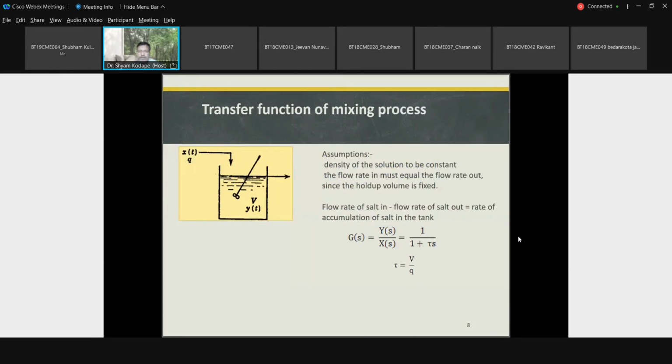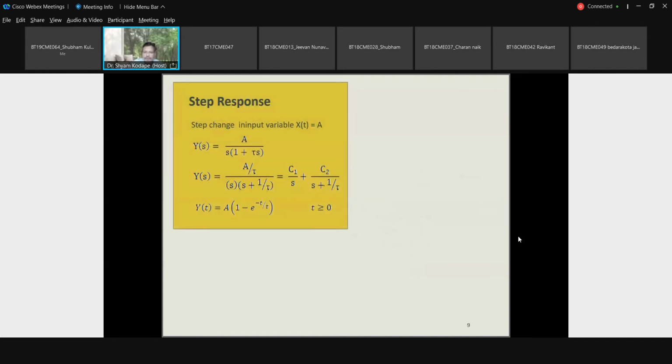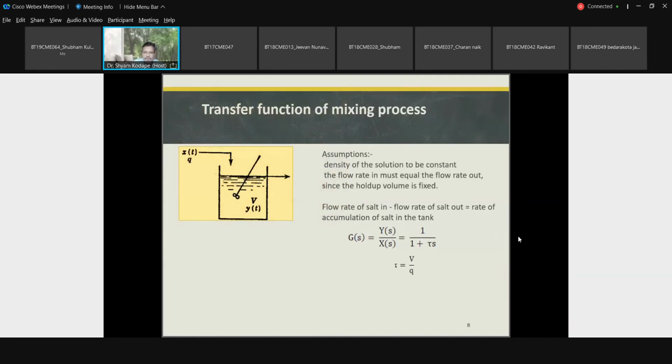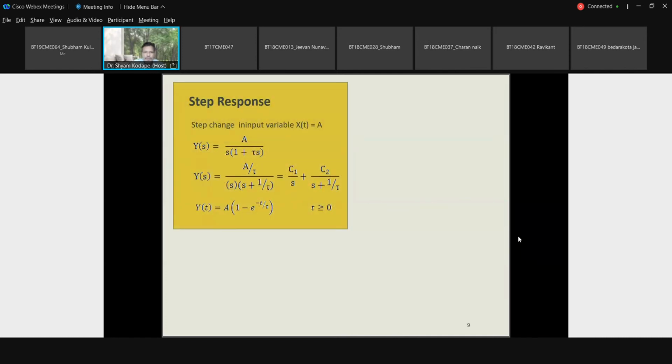Another example of the same thing: a first order system and the input changes by a step change. So it is a mixing process. Okay, mixing process. So you will get the same. This is a homework for you: for the mixing process, develop a transfer function and implement the step response, with the step change of input in input variable x equal to A. This is visible. Step response.